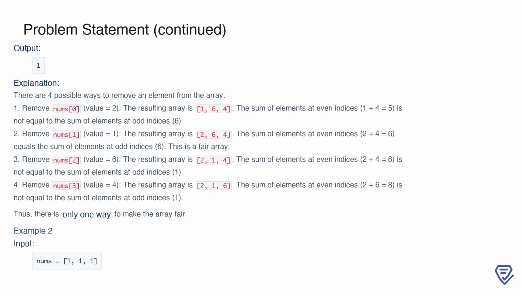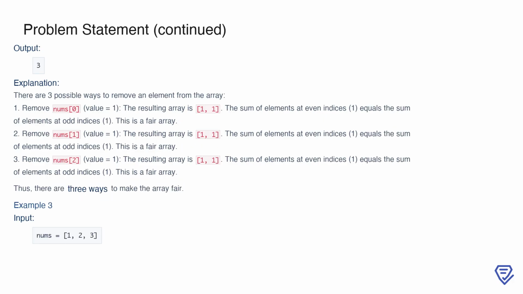Next, when we remove nums[1], the resulting array is 2, 6, 4. Here, the sum of even indices is 6, and the sum of odd indices is also 6, making this a fair array. Continuing with the other 2 indices, we find that they do not result in fair arrays. Thus, there is only one way to make the array fair in this example, and the output is 1.